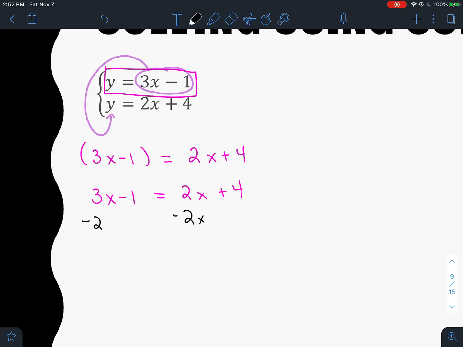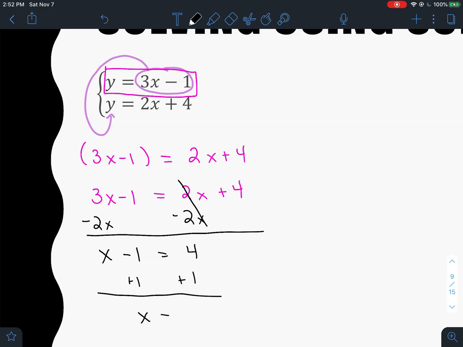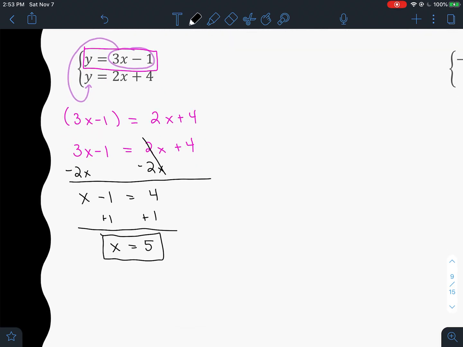I have x's on both sides, so I need to move my x's to the same side. So I'm going to subtract 2x from both sides so that the 2x on the right side will go away. And I have 1x minus 1 equals 4. And then I'm going to add 1 to both sides, and I get x is equal to 5. Well, now I know the x coordinate where these two lines would intersect if I graphed them. They would intersect when x is equal to 5.